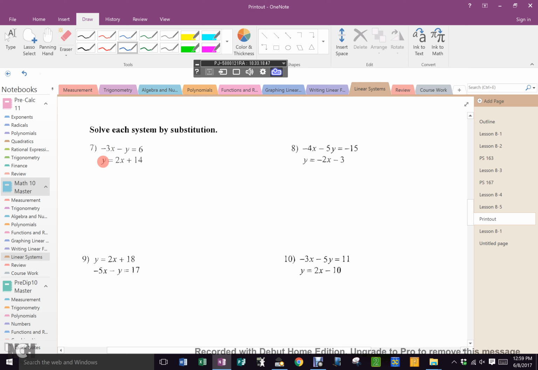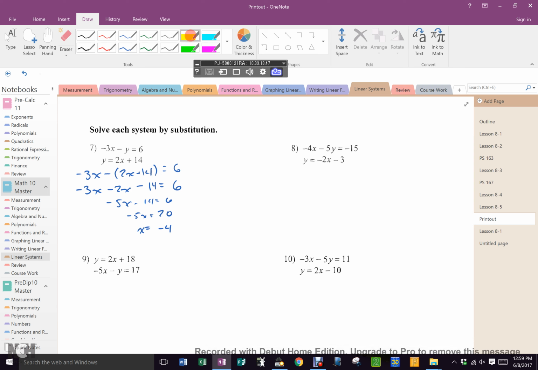You've got a couple of choices. This one's already set up, right? So I've got negative 3x minus 2x plus 14, because y is that. Minus y equals 6. Then I just solve it. Negative 3x, distribute that. Negative 2x minus 14, right, equals 6. Negative 5x minus 14 equals 6. Negative 5x equals 20, and x equals minus 4.